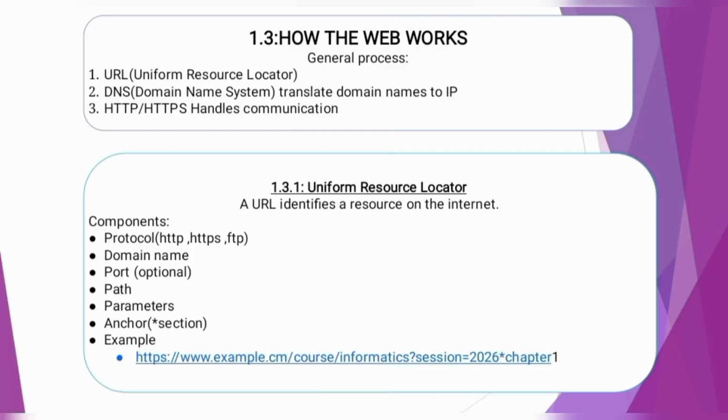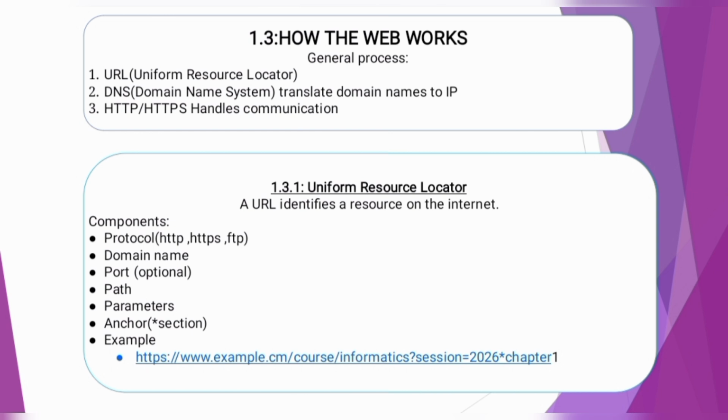Uniform Resource Locator. A URL is a string that identifies and locates a resource on the internet. It's not just for websites. It can point to a file, APIs, email, or even a phone number. URLs make the web navigable, allowing hyperlinks to connect everything.